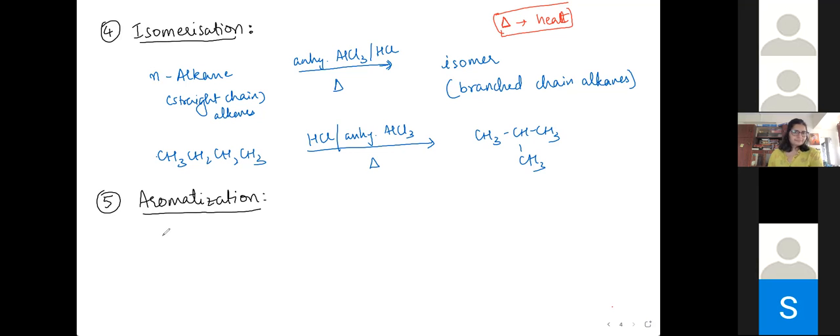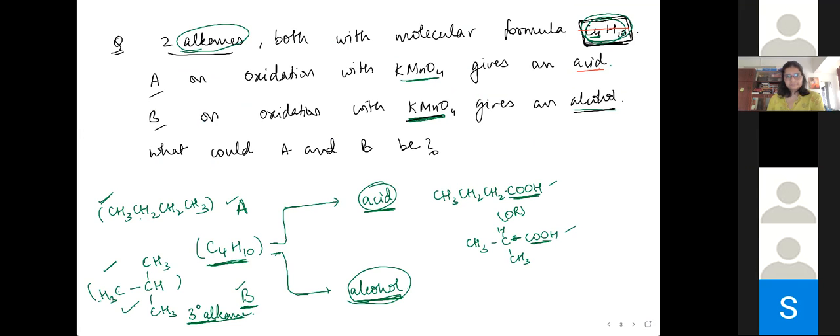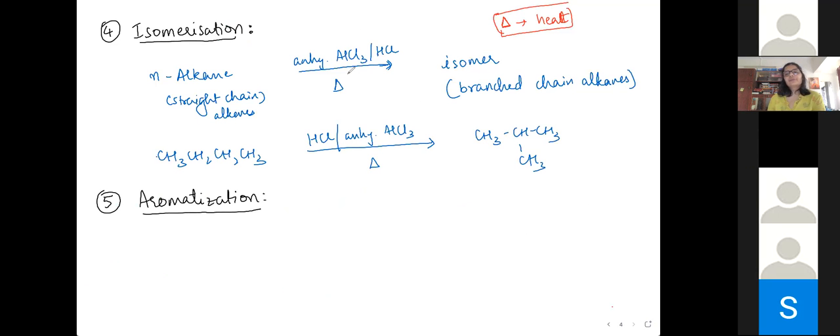Ma'am, I actually had a doubt about the previous one. How do you know if it's isobutane or isopentane, neopentane? How can you tell which one it is, the isomers? What do you mean? Supposing you had pentane and you put it through anhydrous AlCl3 in presence of HCl, how would you be able to tell if you get isopentane or neopentane?